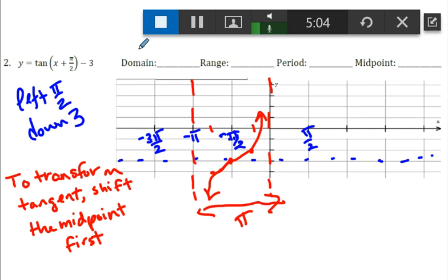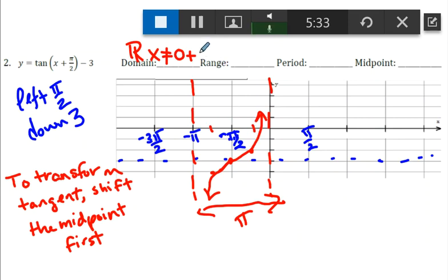Okay, my domain is all real numbers, x does not equal... And what's one of the asymptotes? Negative pi is 1, positive pi is 1. What's another one here in the middle? 0. If 0 is an asymptote, that's a nice one to use because when I do 0 plus, then it would simplify, right? What's the distance between my asymptotes?